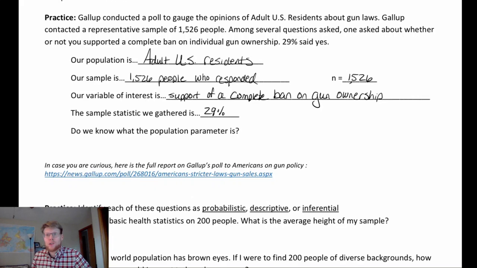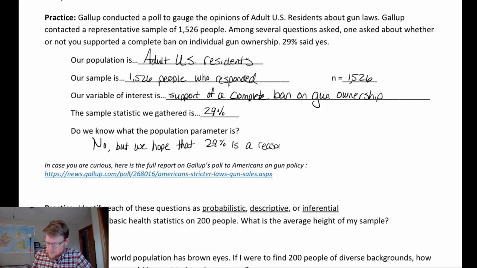And do we know what the population parameter is? Well, I would say no. But we hope, or at least Gallup hopes, that 29% is a reasonable estimate. The true parameter could be a little bit different, and as we'll talk about in later chapters, there's ways that we can estimate how much error we might expect given the sample size here. So given that they have 1,500 people, that can help us determine how far off we would expect the sample statistic to be.